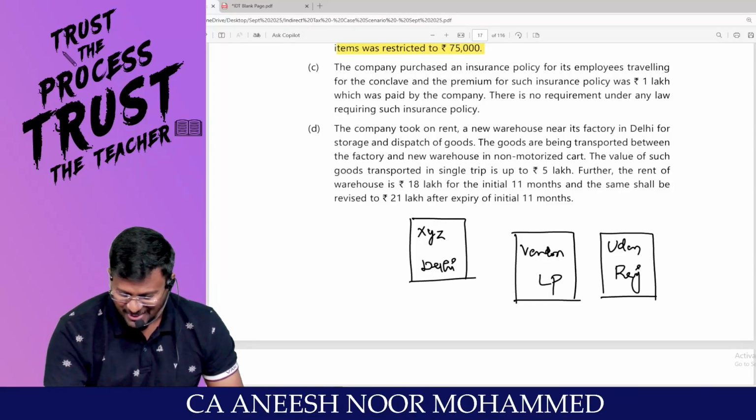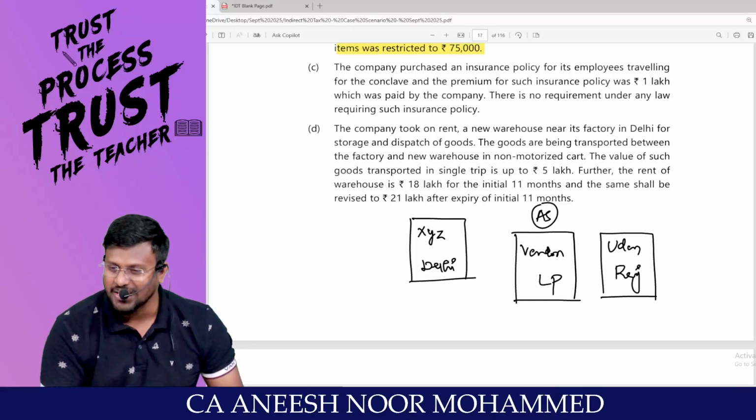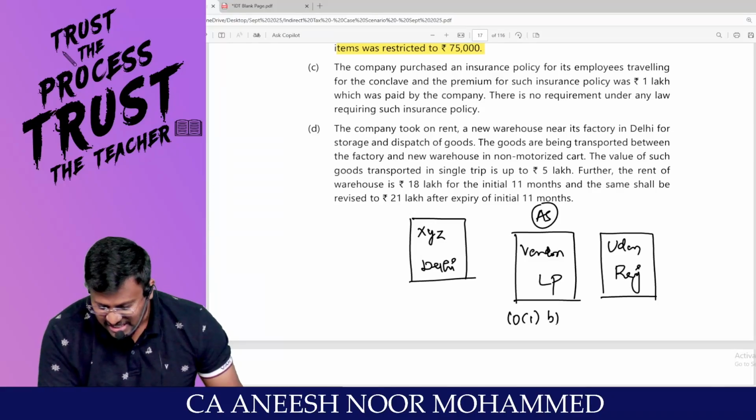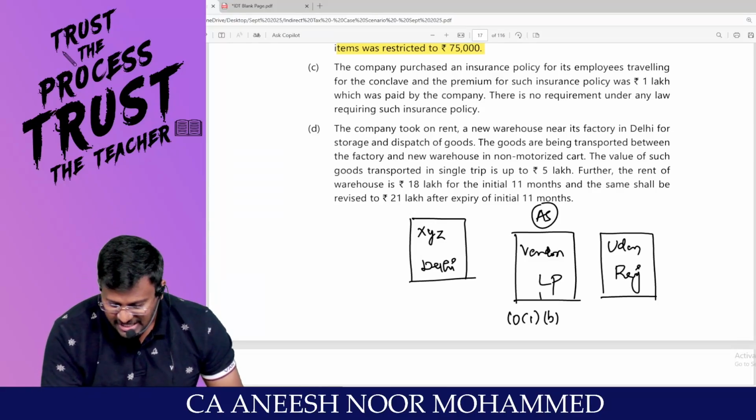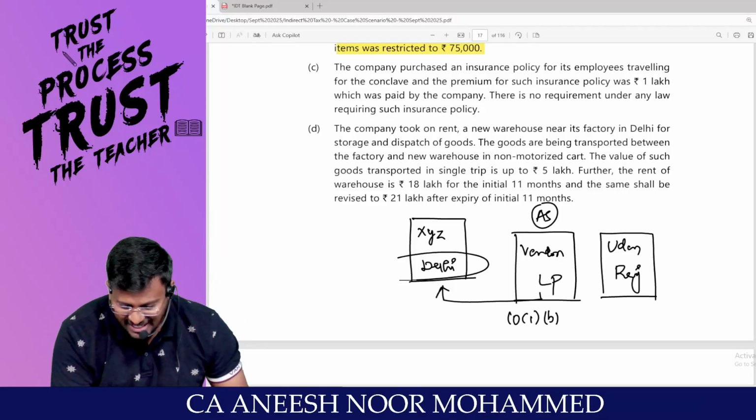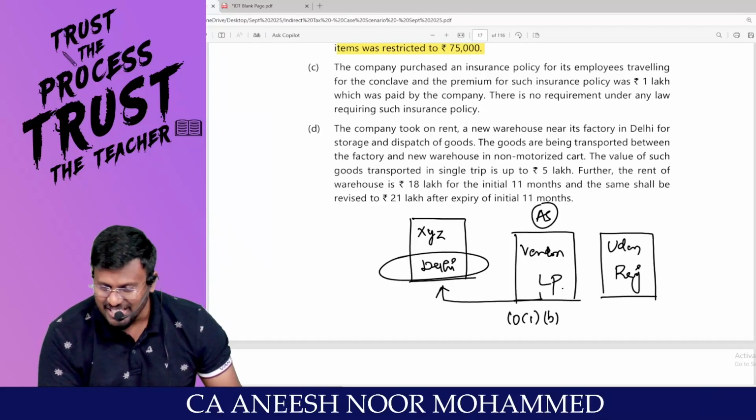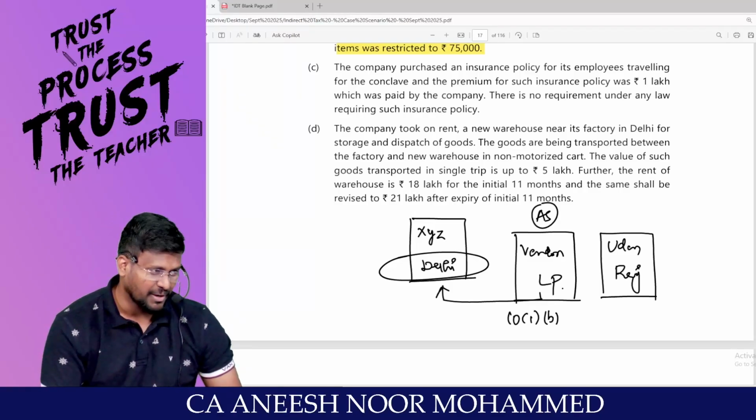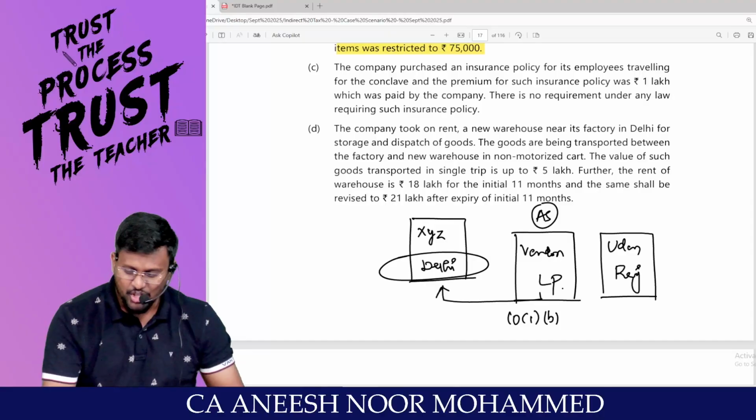My dear lovable students, this guy is the actual supplier. For the actual supplier, as per the provisions of Section 10 subsection 1 clause B, the principal place of business of the third party is the place of supply. Where is this guy situated? This guy is situated in Punjab. It's an inter-state supply, so IGST will be collected.